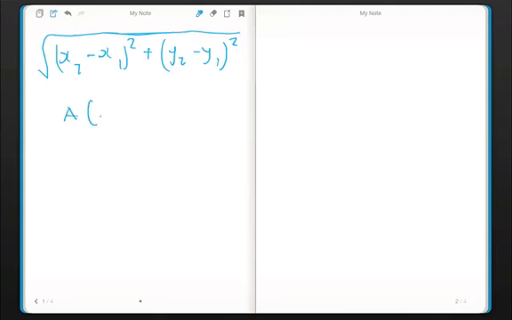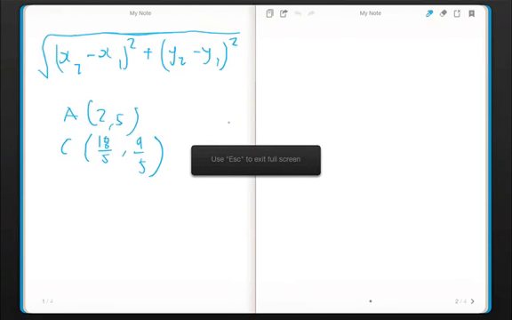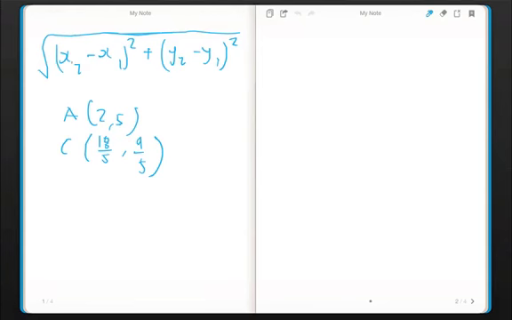We know that A is, let's just check that again, (2, 5). And we know that C is (18 by 5, 9 by 5). I'm sure this is right. We put this full screen again. Now, let's do x2 minus x1. We can do it in any order. So I'll just take this as x2 and this as x1.